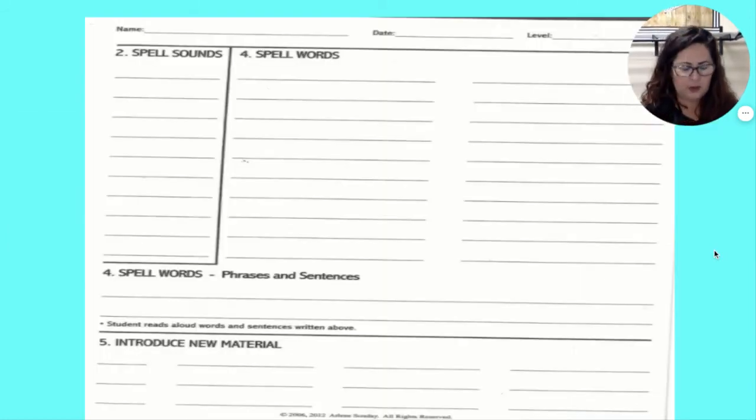All right, so we're on the spell word section right here. So I will say a word, you will repeat the word, you will touch spell the word, and then you will write it. You will need to pause the video in between each word. First word, while. Repeat, touch spell, then write.